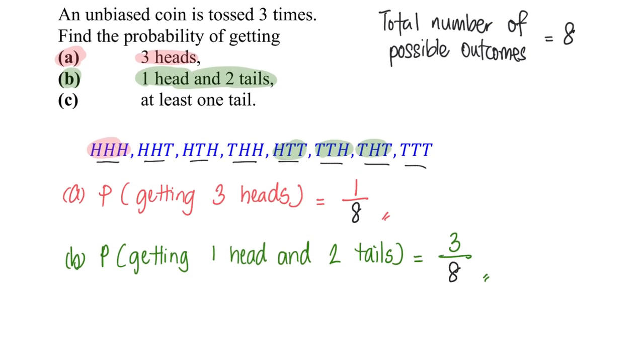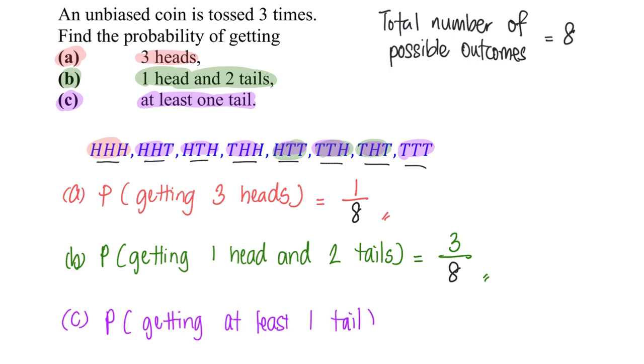Last part of the question, at least 1 tail. That means as long as there is 1 tail, I will get it. I will have to count. There's a tail here, there's a tail here, have, oh, don't have. So for part C, the probability of getting at least 1 tail is 7 out of total 8.